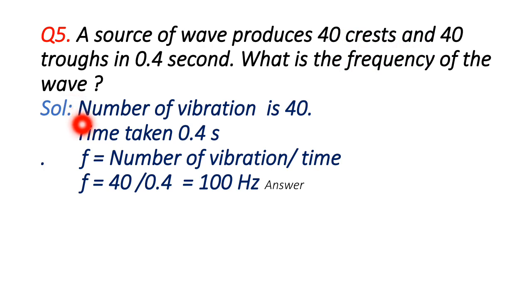The number of vibrations I have taken is 40, and the time duration is given here as 0.4 seconds. This is the total time for the production of that much wave. For the calculation of frequency, we know it is number of vibrations divided by time. The number of vibrations given is 40 and time is given here. If we divide those two, we can easily get 100. So 100 hertz is the frequency, and this is the answer.